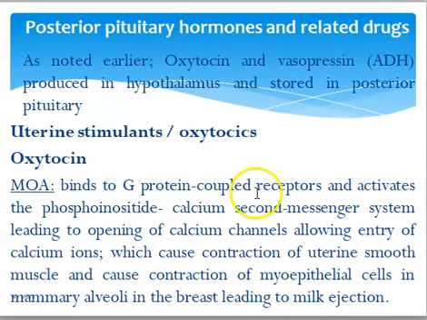It binds to the G-protein coupled receptors and activates the phosphoinositide calcium messenger system, leading to opening of the calcium channels, allowing entry of calcium ions into the uterine smooth muscle. And when the calcium ions enter, we shall have contraction of uterine muscle. This is the effect we see. I'm sure you are aware of this G protein and the IP3, because it was studied. We shall cover it again in pharmacodynamics. It can also cause contraction of the myoepithelial cells in the mammary alveoli, leading to ejection of milk.